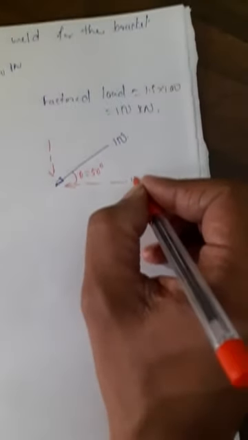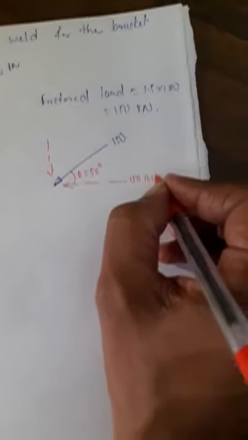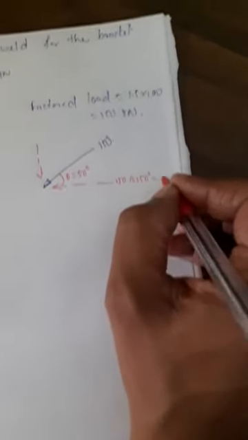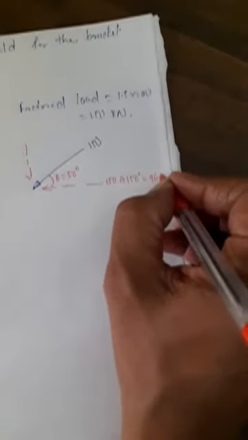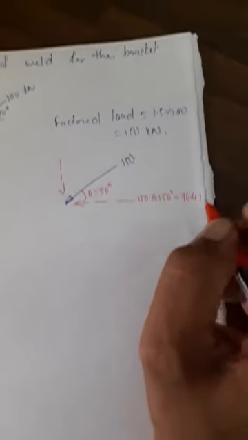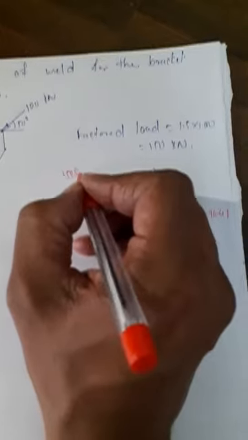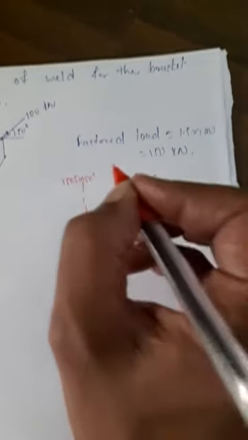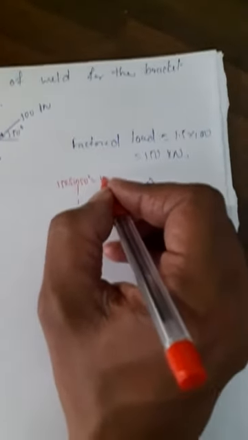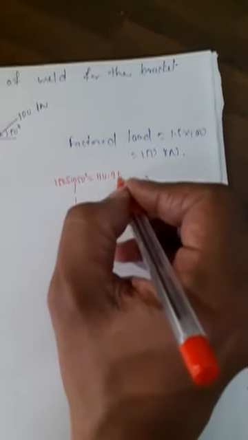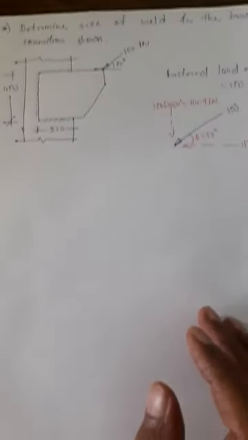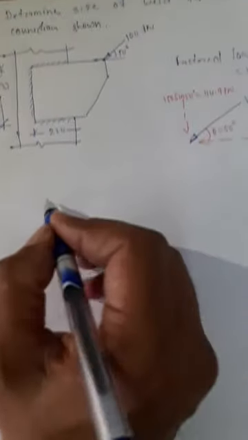Its resolution along horizontal would be 150 cos 50 degrees, and that gives me a value of 96.41 kilonewtons. Vertical resolution will be 150 sin 50 degrees, so that will give me 114.9 kilonewtons. Now let me draw a diagram showing only the weld details.